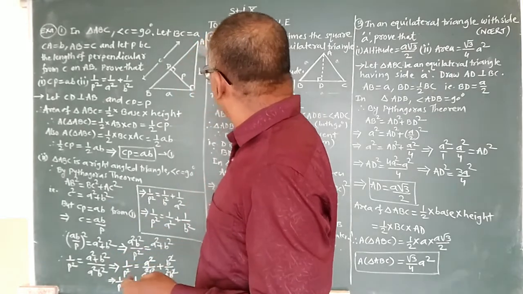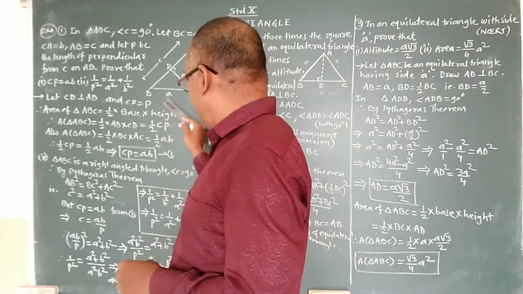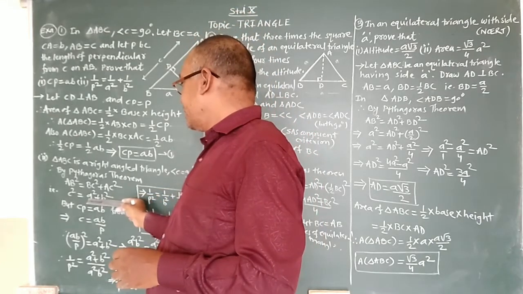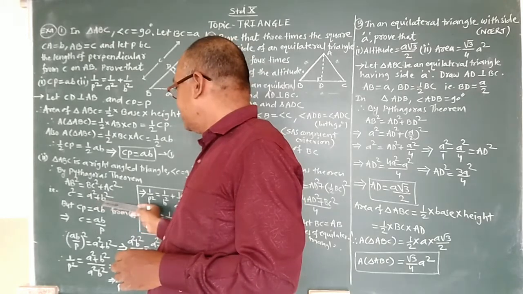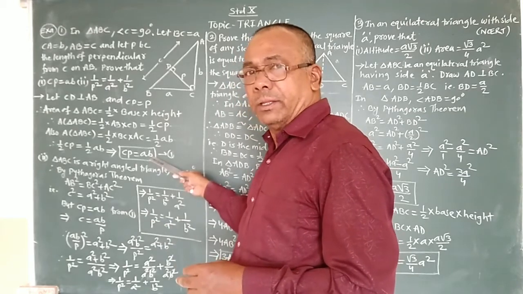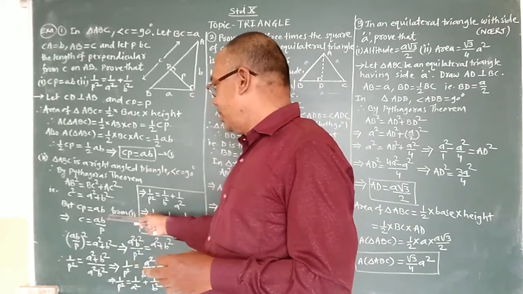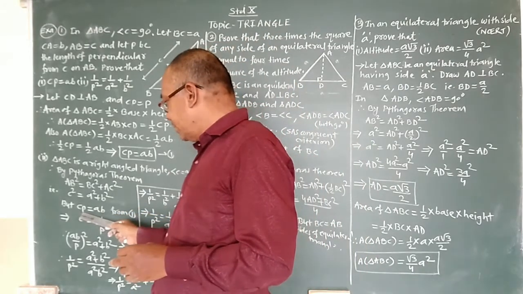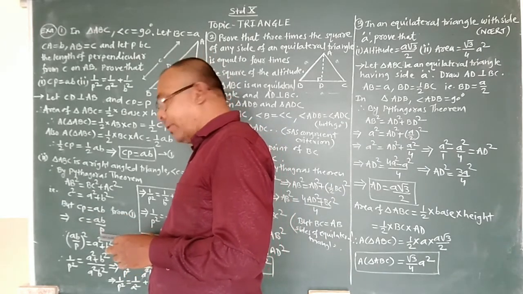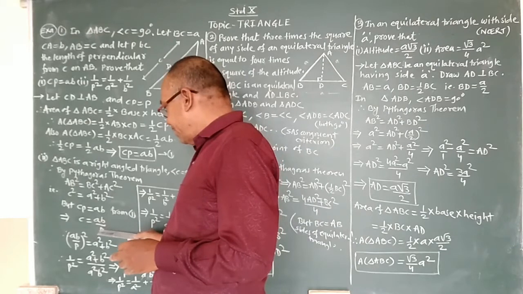But we know that AB is equal to c. So c square is equal to a square plus b square. But from equation 1 we have proved that cp is equal to ab. Here p is multiplying with c, so it will divide. So c is equal to ab upon p.